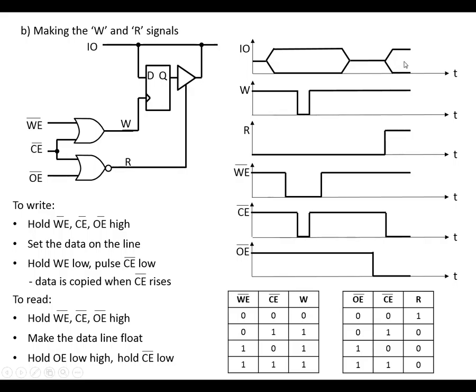Once we've finished, once we're ready, just make chip enable go high again, which makes R go low, which disconnects the data line. And then at the end, get into the default setting where all three control lines are high.